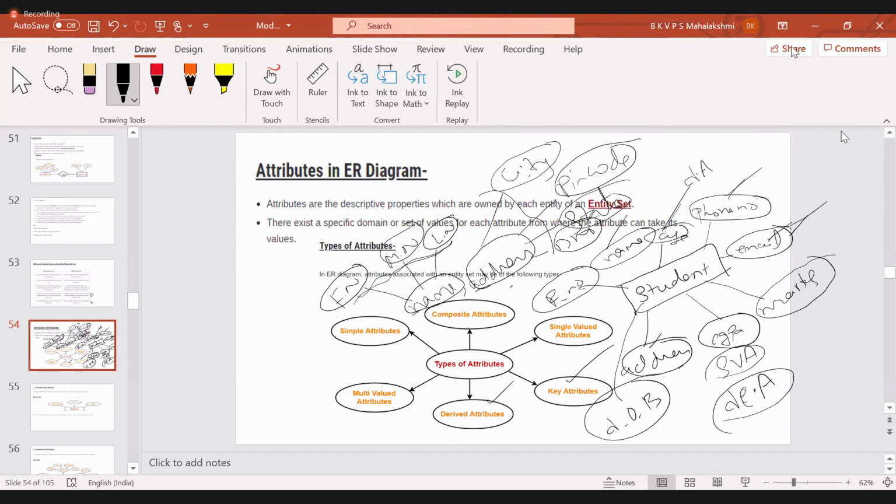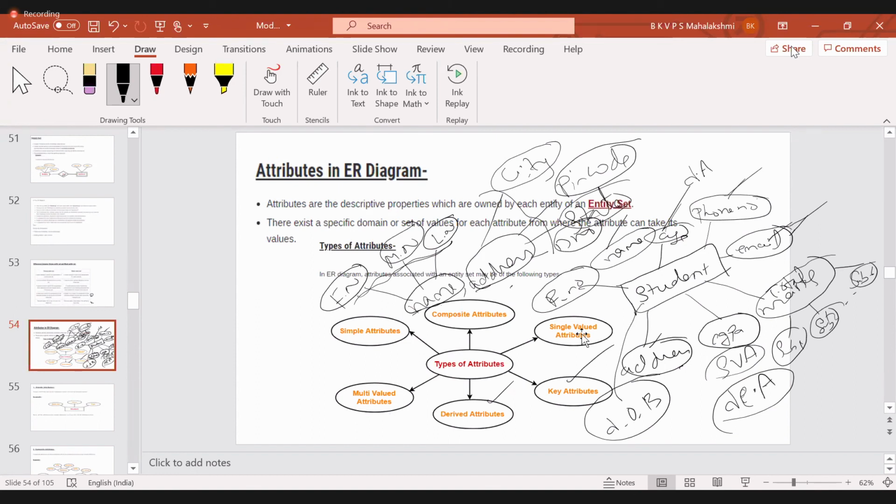Ma'am, then marks also will be an example for composite attributes, right? Okay, marks. If the attribute is total marks, then you can consider this one also a composite attribute. So subject one, subject two, and so on, subject 6. Very good. Understood now?